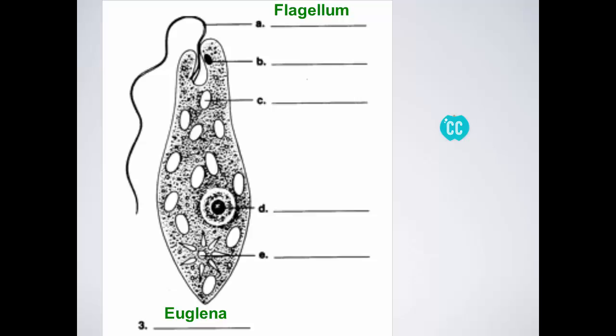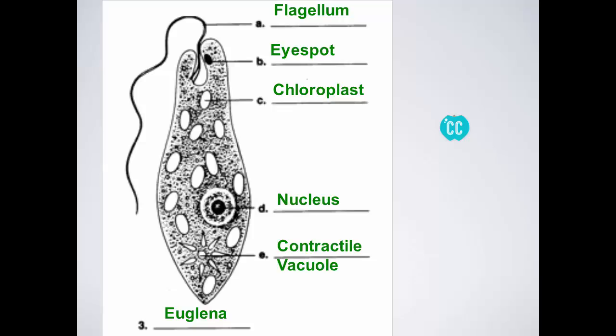Near the flagellum is the eye spot, which senses light. C, I wish this was in color, because these would all be green. Chloroplast, correct. What do you think D is? Nucleus. And E? Yes, contractile vacuole. So these are the parts you're going to have to know. We'll look at these protists tomorrow and Friday, and hopefully we'll be able to see some of these parts in these various types of protists.